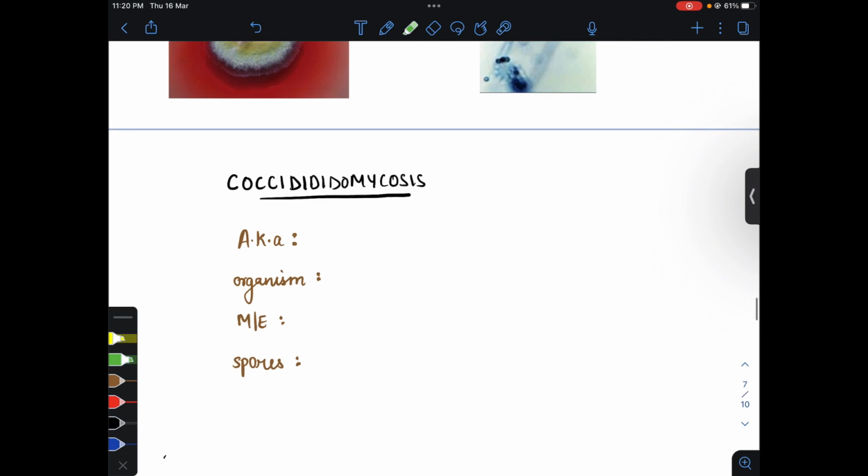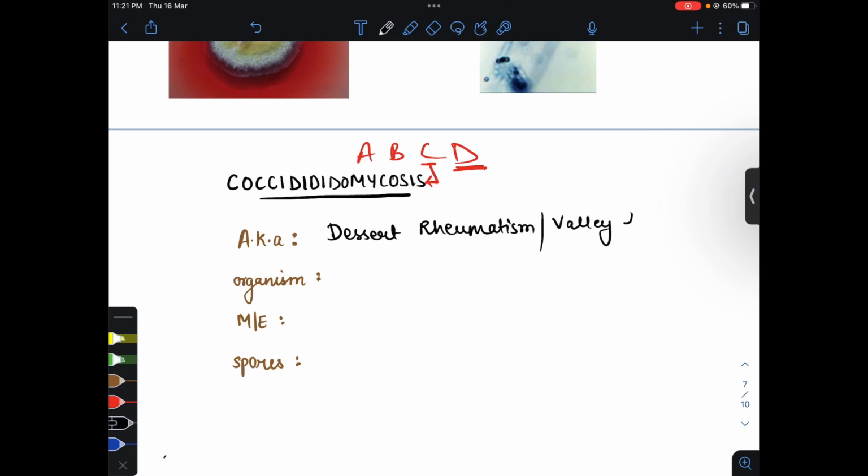Now the next letter is coccidioidomycosis, that is body heat probably changes. So the letter changes, C represents coccidioidomycosis. For coccidioidomycosis we have to remember A, B, C, D. C represents coccidioidomycosis, and the letter D represents the other name, that is desert rheumatism, or we also call it valley fever.